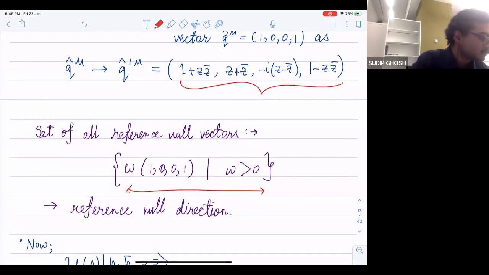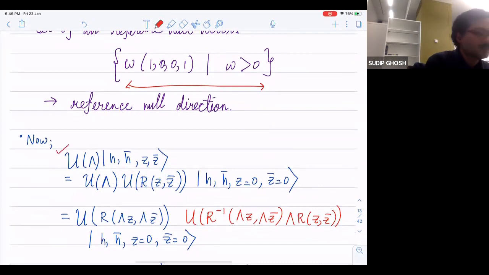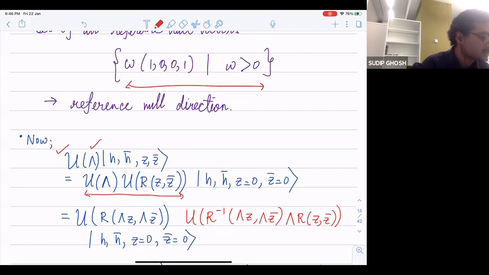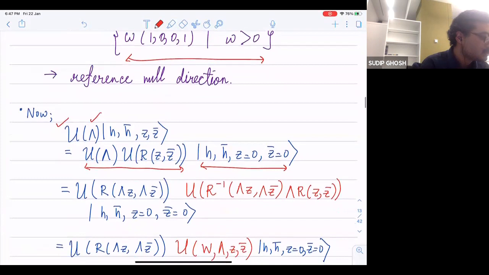Then what we want to check is how these states |h, h̄; z, z̄⟩ transform when you act with a unitary operator which implements some Lorentz transformation. U(Λ) is the unitary operator which implements a Lorentz transformation Λ when acting on the single particle states. As we just said, we can write the |h, h̄; z, z̄⟩ states as a rotation operator acting on some reference state of this form. The second line just follows from our definition, and then we have the following.